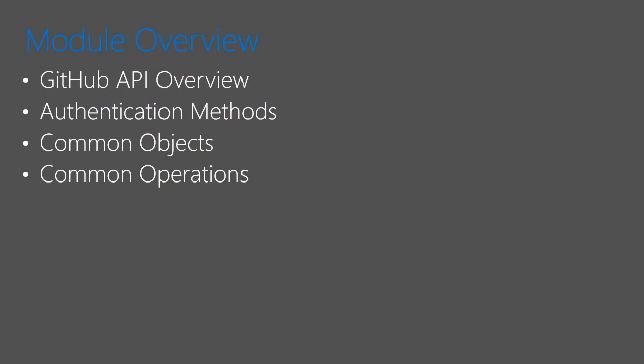All right, in this video, we're going to cover the GitHub API. We'll talk about some authentication methods. We'll look at the common objects and operations, and then we'll perform a demo of authenticating and then working with some of the operations.